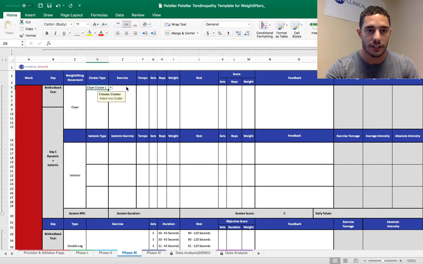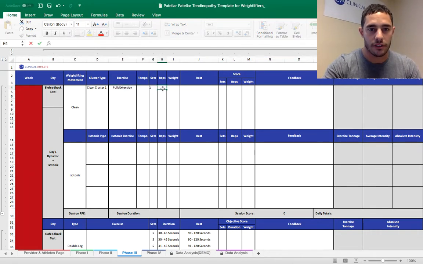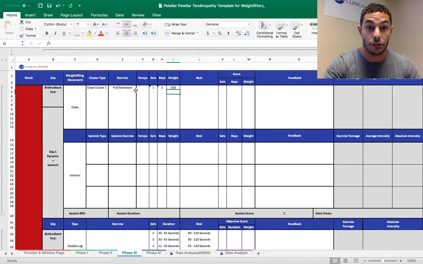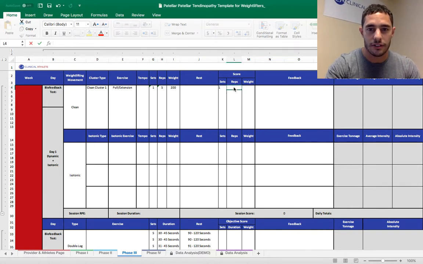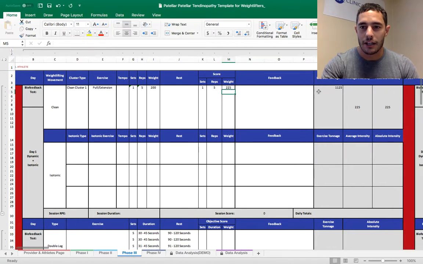Just a quick note here, in phase 3, when the athlete is starting to do weightlifting, so let's say they're doing cleans, they're going to do a pull. We're going to do 1 set, 5 reps, 200 pounds. I'm just making stuff up. But that's what I'm prescribing the athlete to do. What they actually did was 1 set, 5 reps, 225, because that's what athletes do. We will get the same data.